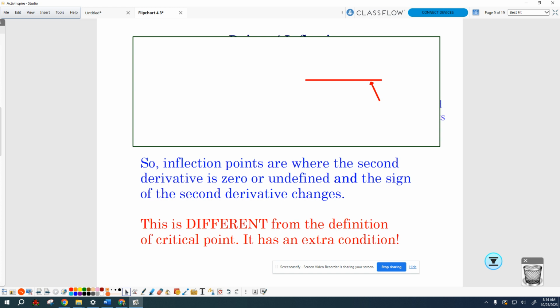Inflection points, you need to know these two. And unfortunately, there's an extra wrinkle. Critical point, where the first derivative is 0 or undefined, period. Inflection point, and they will definitely ask you on the AP exam. Inflection point is where the second derivative is 0 or undefined, and the sign of the second derivative needs to change.